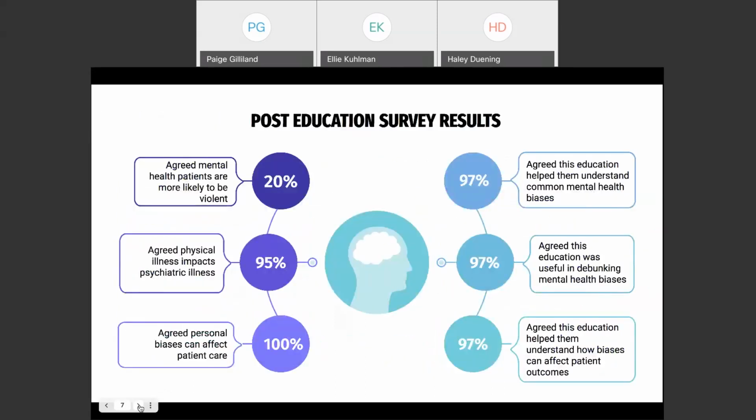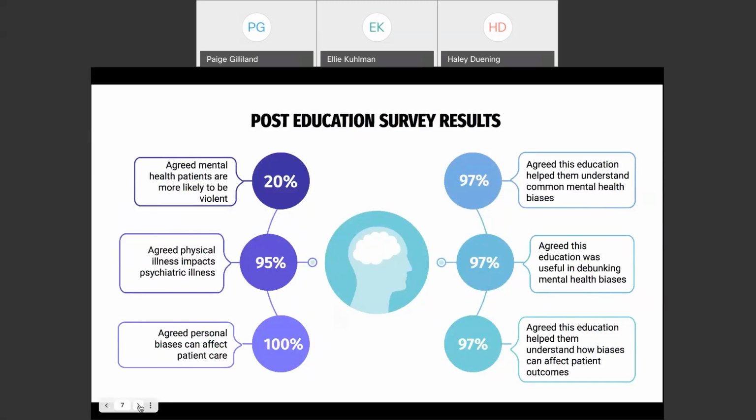After our 10-minute presentation, we utilized a post-education survey to see how our education affected the students' knowledge on mental health biases. 20% of the students agreed that mental health patients are more likely to be violent. This was a significant 15% reduction from the pre-survey responses prior to debunking this myth. 95% agreed physical illness impacts psychiatric illness. 100% agreed personal biases can affect patient care.